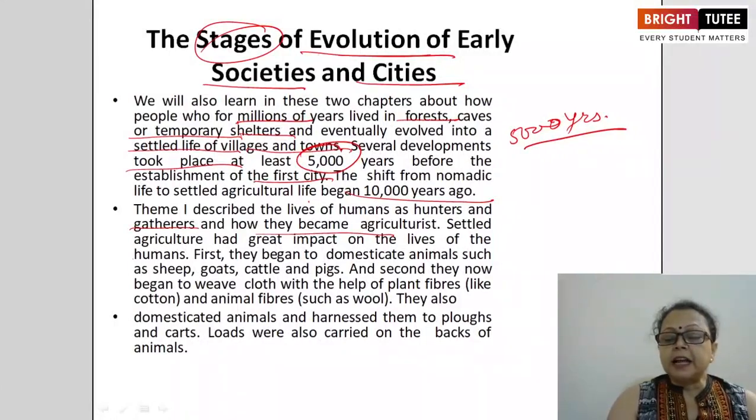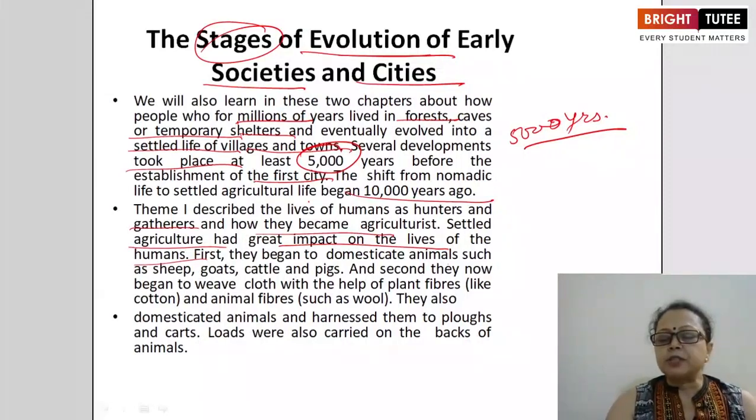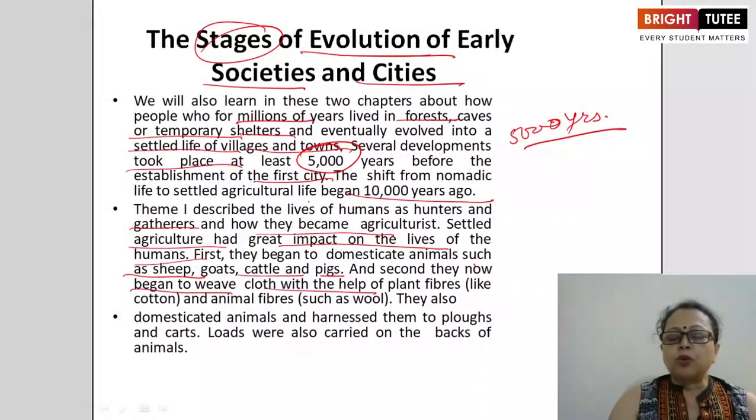So settled agriculture had a great impact on the lives of humans. It is said by archaeologists and historians that the moment they started the development of agriculture, the settled life began for human beings. First, they began to domesticate animals such as sheep, goats, cattle and pigs. And second, they began to weave cloth with the help of plant fibers. These all are the evolution, the change, the development, progress.